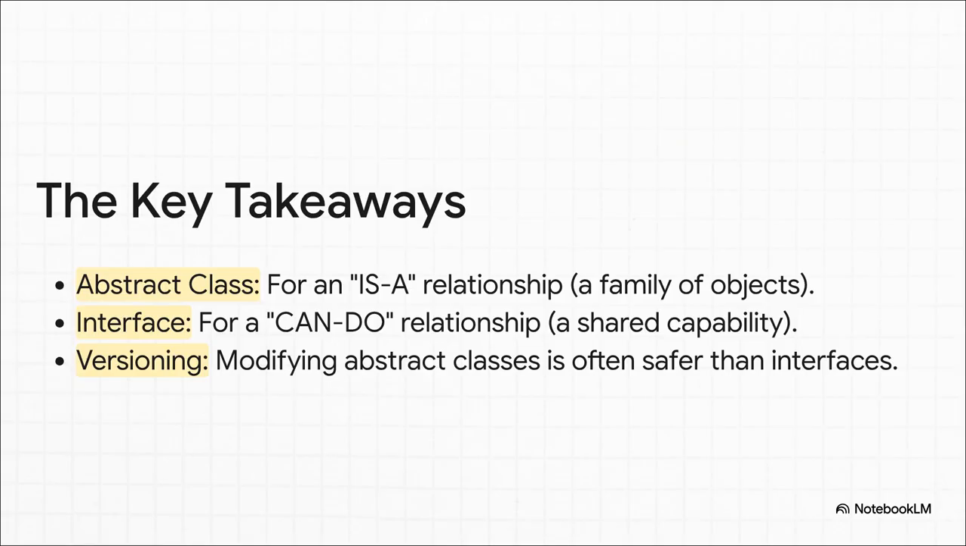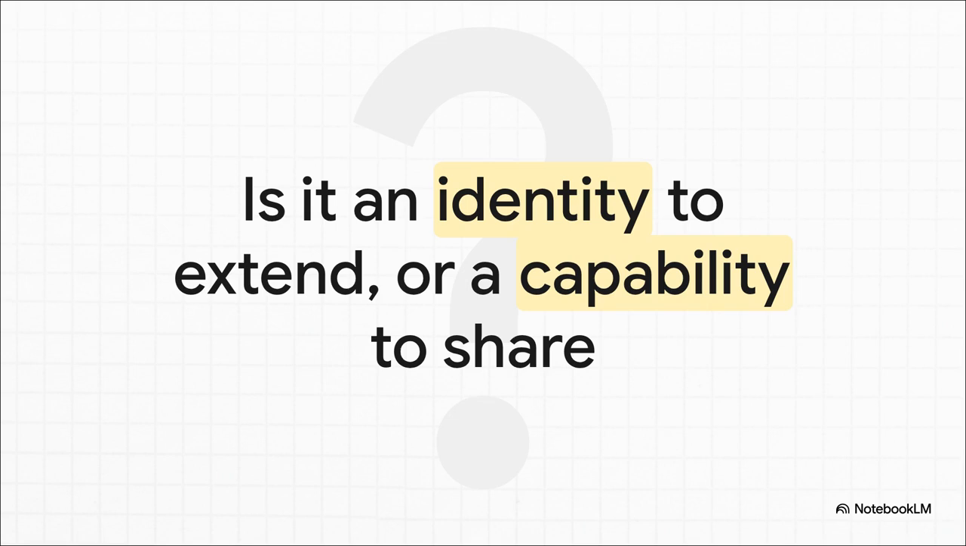So let's boil this all down. Here are the key takeaways. You use an abstract class for an is-a relationship. That's when you're modeling a family of objects that share an identity and maybe some code. You use an interface for a can-do relationship, for when you want to define a capability that can be picked up by lots of unrelated classes. And always remember the practical impact. Changing an abstract class is usually way easier than changing a published interface. The next time you have to make this choice, don't just ask abstract class or interface. Ask yourself this instead. Am I defining what something is, or am I defining what something does? If you can answer that question, you'll make the right design choice every single time.